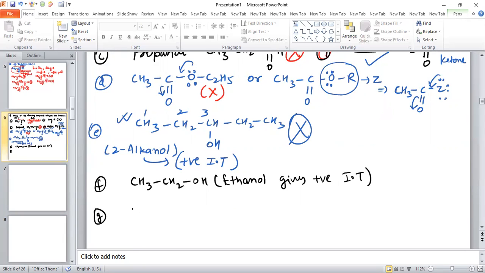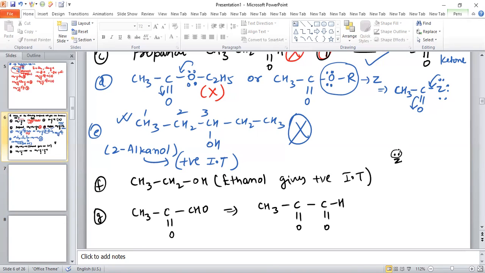Now see the next compound. The next compound is CH3, C double bond O, and CHO. You can write this compound as CH3 C double bond O, and this is C double bond O and H. So you can say there is no Z group. If there is a Z with a lone pair of electrons, then a negative test is given by these compounds.